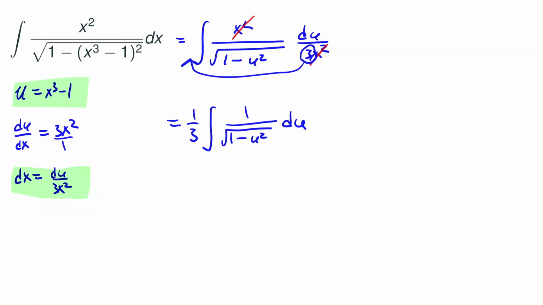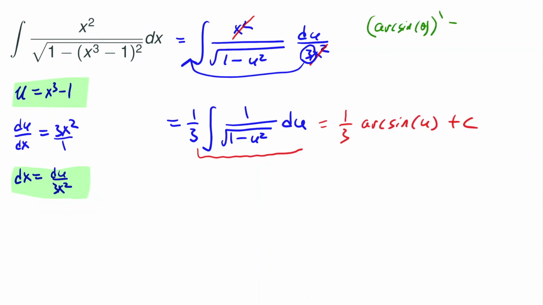So what is the antiderivative of this? That means the derivative of what function gives this form? That is arc sine, right? So we have 1 over 3 arc sine of u plus c. If we take the derivative of, for example, arc sine of theta, the derivative is 1 over square root of 1 minus theta squared. So that's what we're using here.